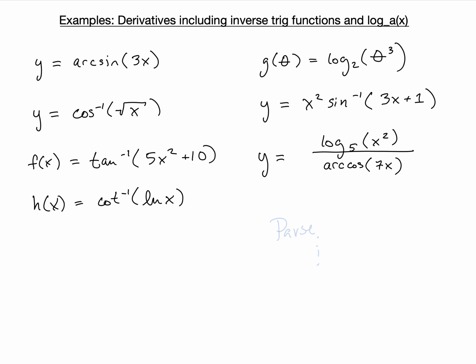y equals x squared times sine inverse of 3x plus 1. And finally, y equals log base 5 of x squared divided by arc cosine of 7x. All right, so I'd like you to pause and try those out, and we'll talk about them one by one.